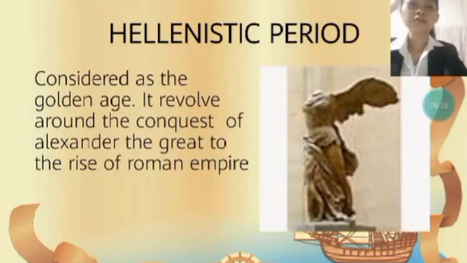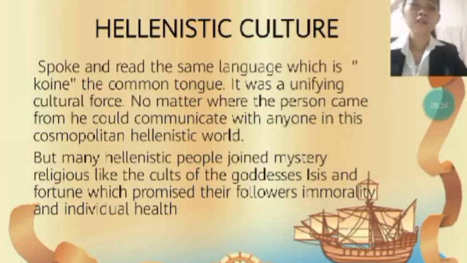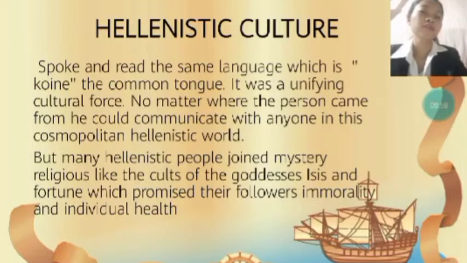Next is the Hellenistic culture. They spoke and read the same language, Koine, the common tongue. It was a unifying cultural force. No matter where a person came from, he could communicate with anyone in this cosmopolitan Hellenistic world. But many Hellenistic people joined mystery religions like the cults of the goddess Isis and Fortune, which promised their followers immortality and individual health.